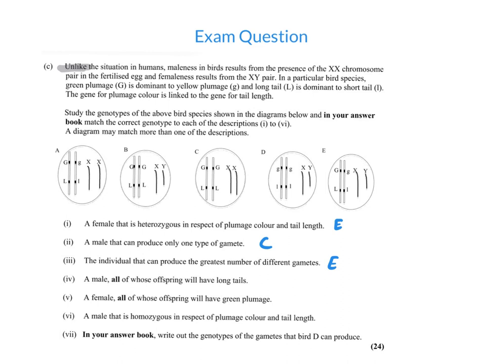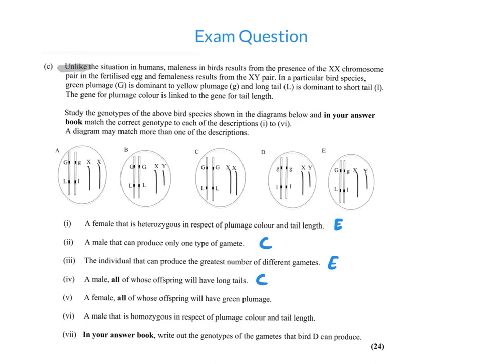A male, all of whose offspring will have long tails. Now, again, let's go back up to the top. Male, we're looking for XX, and we're looking for long tails, which is capital L. So ideally, we're looking for XX and two capital L's, because then it would have to be male. So we're going to look for this one here. So that again is going to be C.